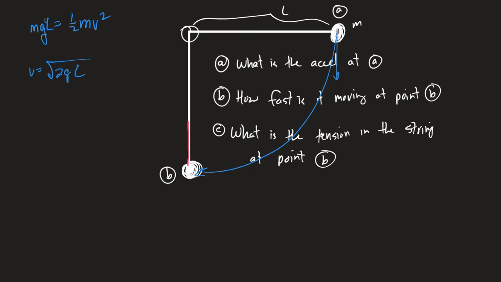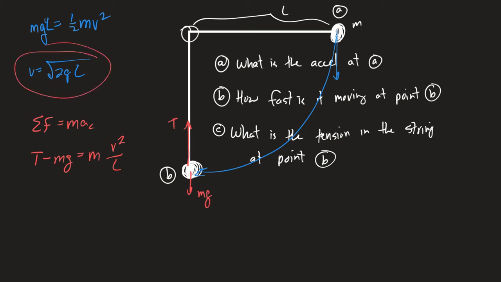When it makes it to the bottom, there are two forces acting on it, tension upwards and weight downwards. I also notice it's traveling in circular motion, so I'm thinking net force equals ma_c. If you said net force equals 0, no, it has to pull up more because it's traveling in a circular path. So that would be tension minus mg equals mv squared over L. The radius of curvature is L, and this is velocity. A couple of substitutions, and we're done. So I see tension equals 3mg.